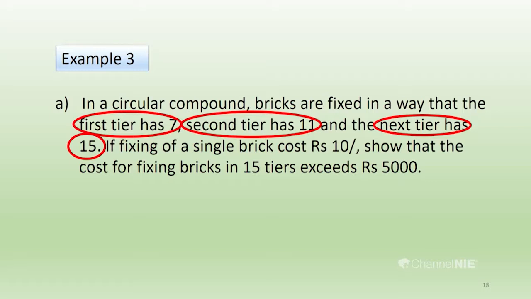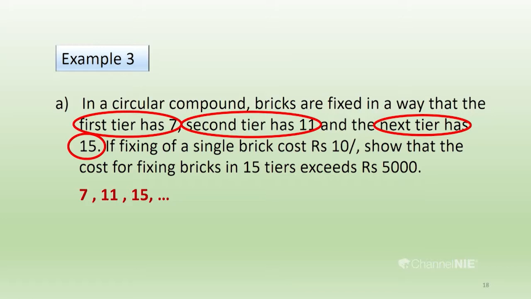These are the very important things. When you are reading this, you get these: in the first tier there are 7 bricks, in the second tier there are 11 bricks, and in the next tier there are 15 bricks. But here they didn't mention whether this is an arithmetic progression. Let's write these numbers as a pattern.